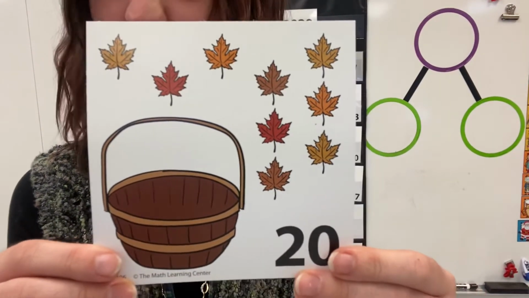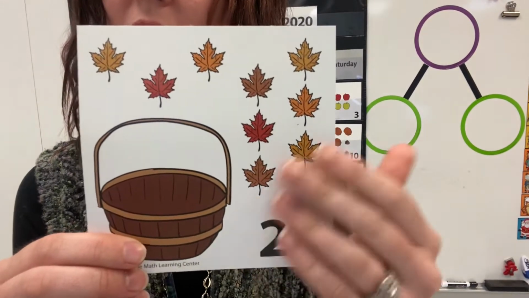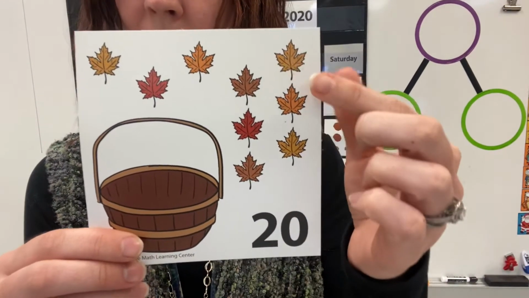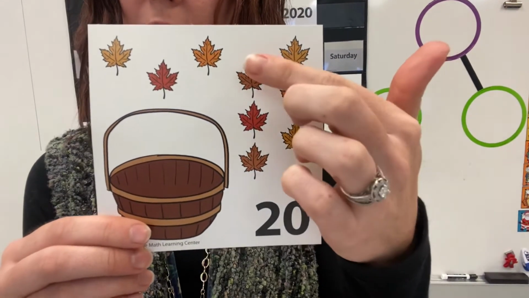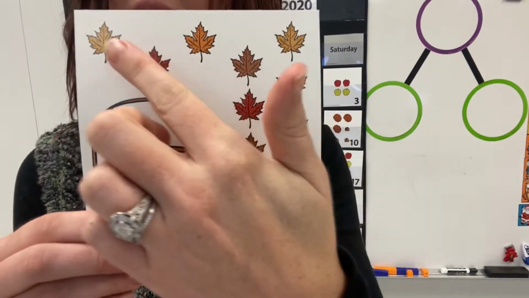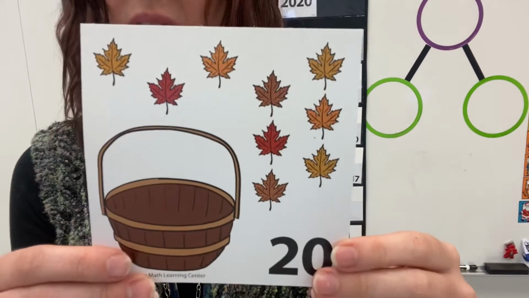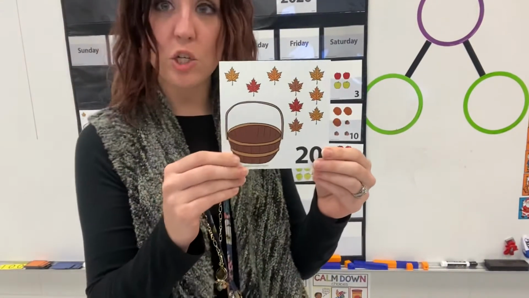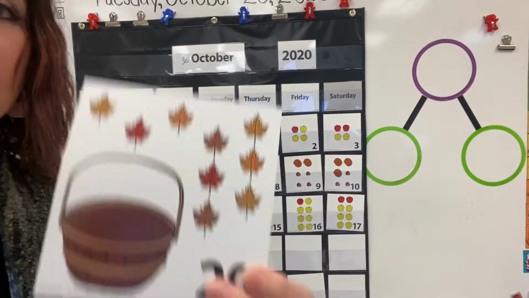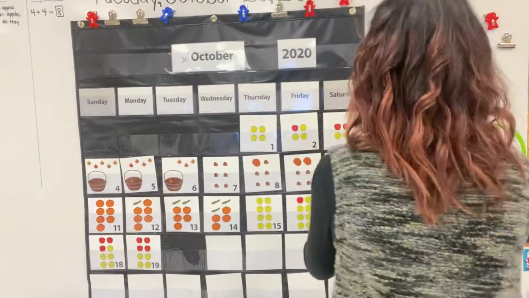0. None of them. 0. How many of our leaves are outside of the basket? 1, 2, 3, 4, 5, 6, 7, 8, 9, or all of them. So can we make this into a number bond? I'm going to pull you up just a little. Can we put all of this into a number bond?